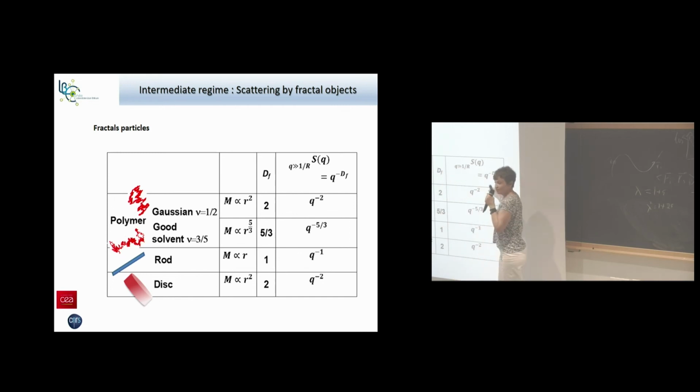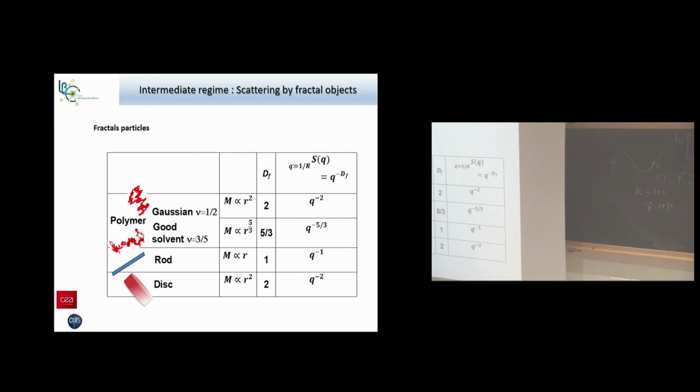So in the intermediate scattering vector, the scattering intensity will decrease as Q to the minus 2. In the case of the good solvent, the fractal dimension is 5/3, and the decrease of scattering intensity will be Q to the minus this fractal dimension. A rod is also a fractal object.